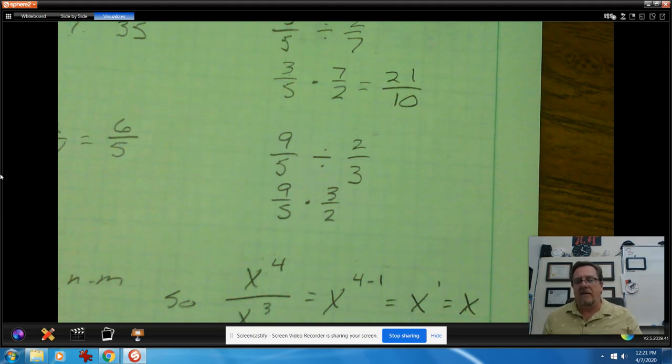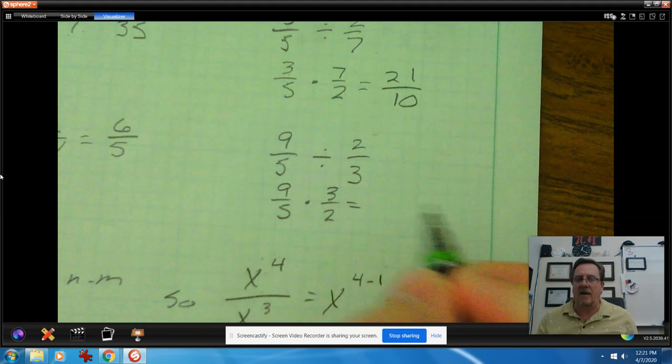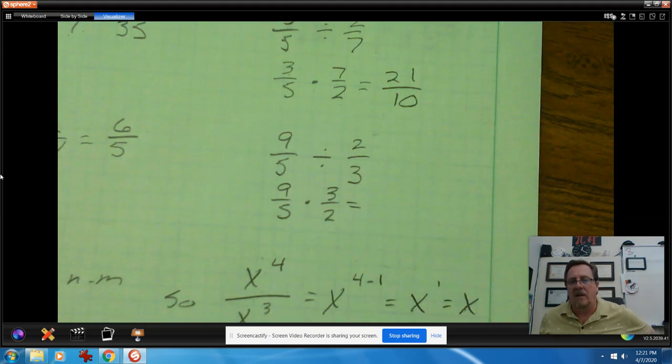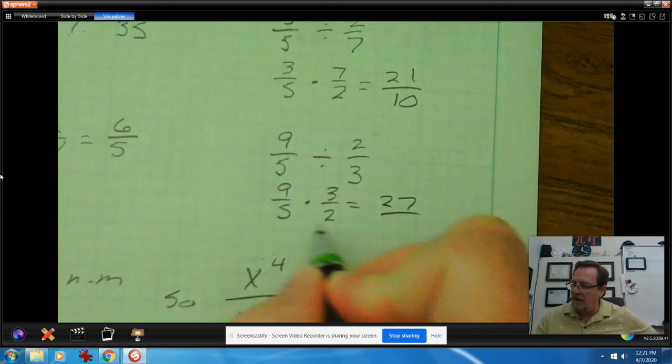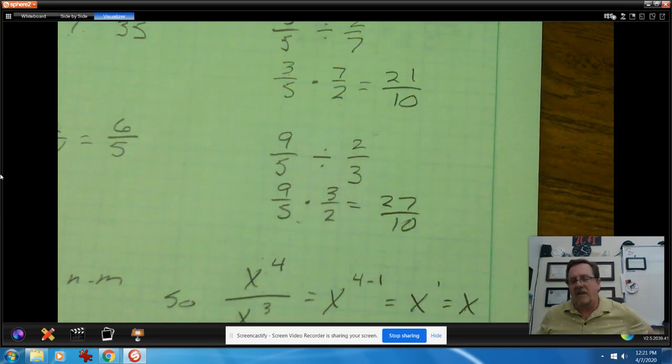Are there any common factors on the top and the bottom that I can cancel out? And this time there's not. 5 doesn't have anything in common with 9 or 3. 2 doesn't have anything in common with 9 or 3. So I can't cross cancel here. I can't cancel like terms out in this case. 9 times 3, we just multiply across. 9 times 3 is 27, and 5 times 2 is 10. And so in this case, I get 27/10.